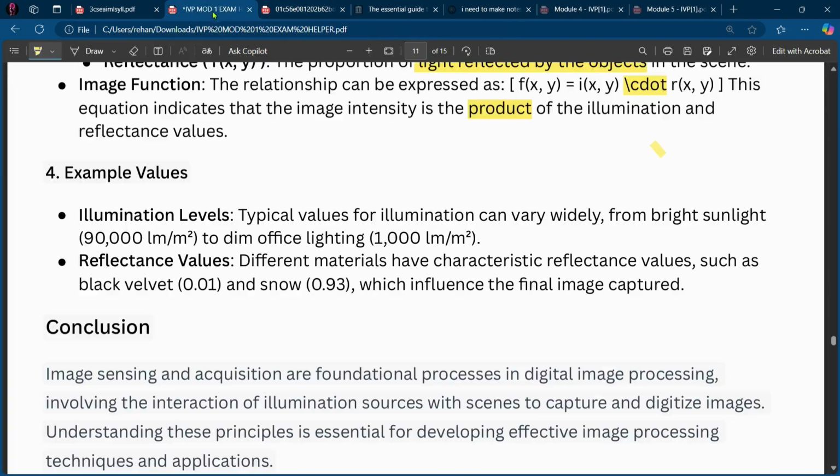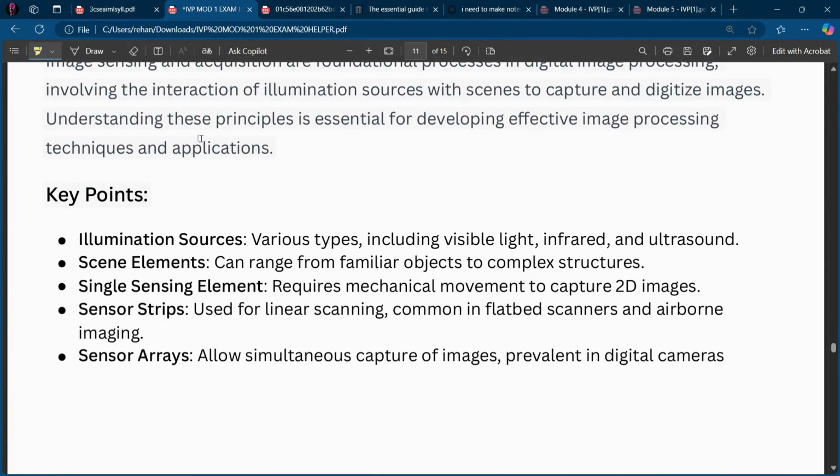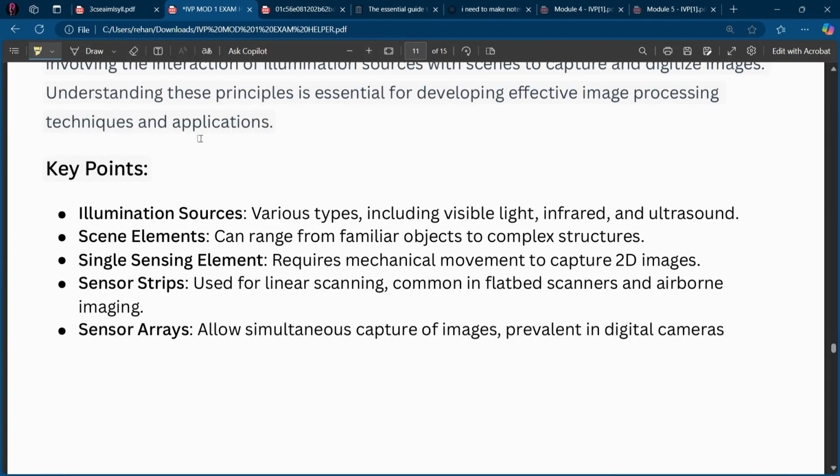Then the conclusion and the key points are here. All these things you can just see as key points, whatever is required: scene element, sensing element, sensor strip, sensor array, illumination source. That's it; we'll move on to the next topic.